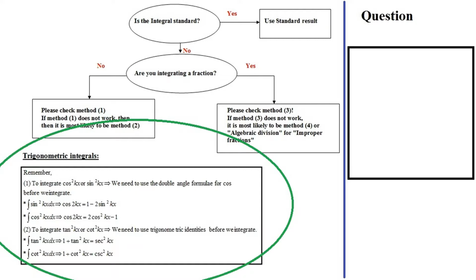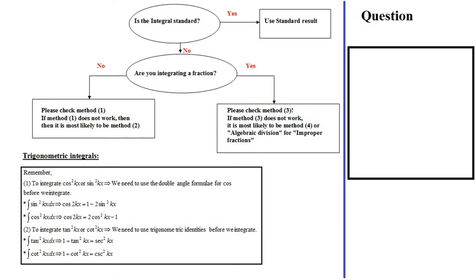And point number two is, if you want to integrate tan squared or cot squared of an angle, then you'll need to use the trigonometric identities before you actually integrate. So if you want to integrate tan squared of an angle, you need to use the identity 1 plus tan squared x equals sec squared x. However, if you wanted to integrate cot squared of an angle, you need to use the identity 1 plus cot squared of an angle equals cosec squared of the angle. Okay?